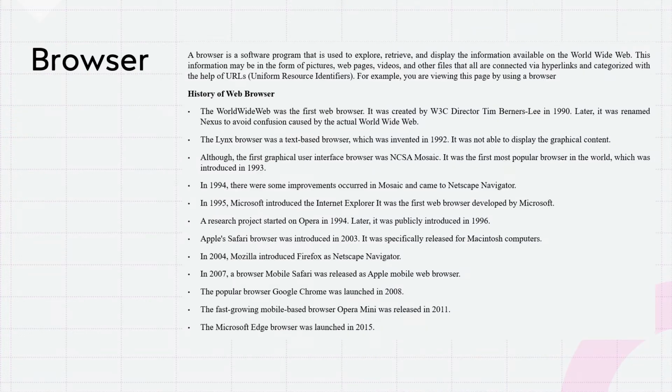Browser. A browser is a software program that is used to explore, retrieve, and display the information available on the World Wide Web. This information may be in the form of pictures, web pages, videos, and other files that are all connected via hyperlinks and categorized with the help of URLs, Uniform Resource Identifiers. For example, you are viewing this page by using a browser.